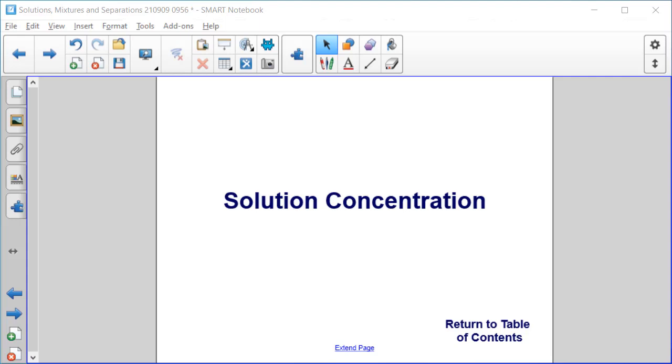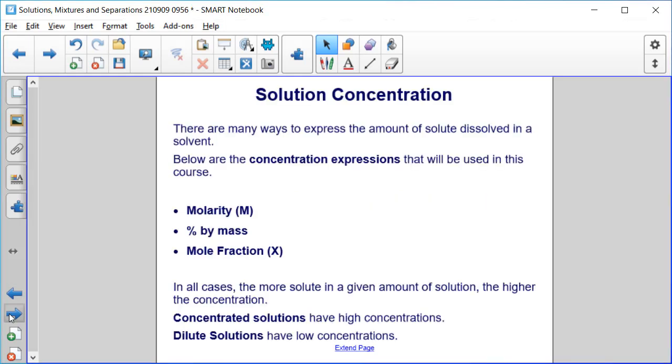The following section discusses solution concentration. There are many ways to express the amount of solute dissolved in a solvent, which is what we would call concentration. Below are the concentration expressions that will be used in this course.